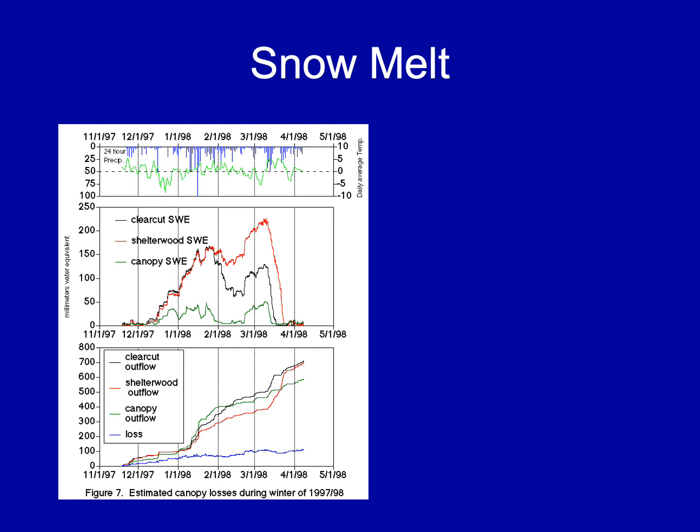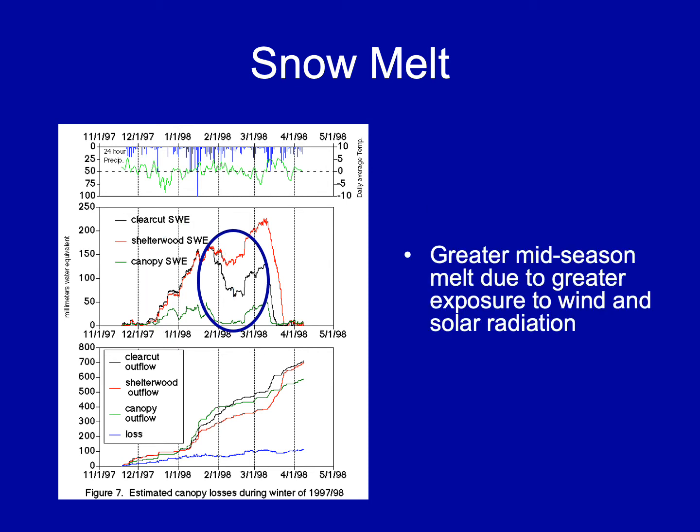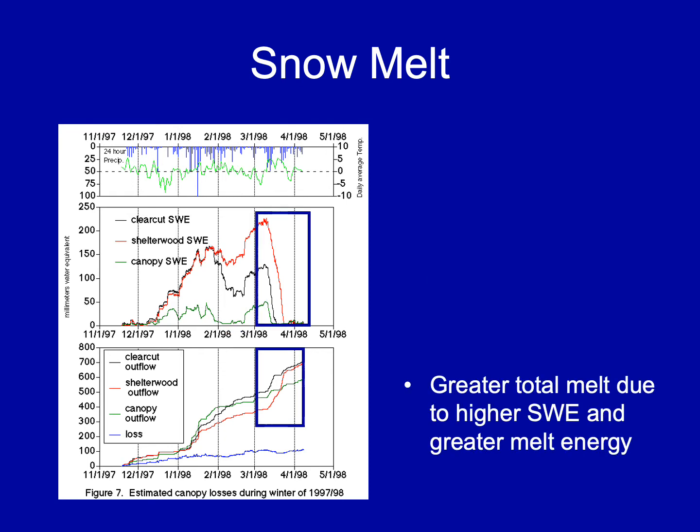We can see that in January 1998, more snow accumulated in the clear-cut and shelterwood forests, with accumulation looking very similar for these two. But during a mid-season melt that occurred around February 1st, there was much greater melt in the clear-cut forest. Following this event, snow continued to accumulate in all 3 experiments, but the shelterwood cut ended the snow season with the greatest amount of snow on the ground. As a result, during the rapid melt that occurred in late March, there was the most outflow from the shelterwood forest.